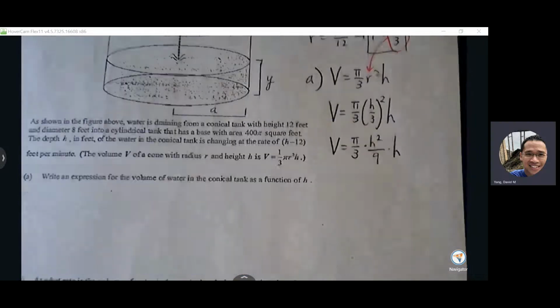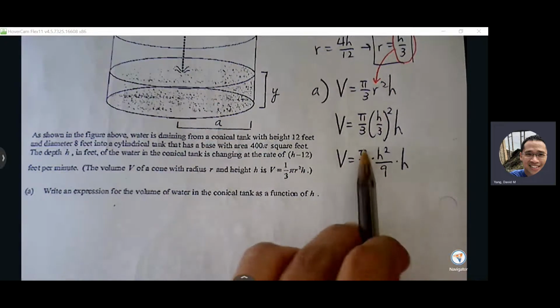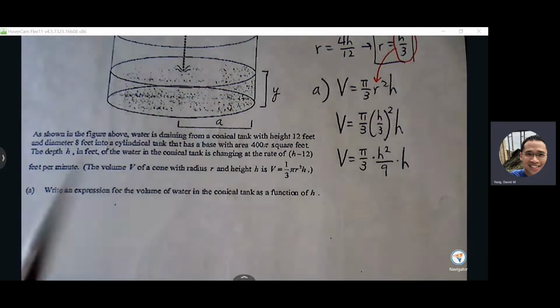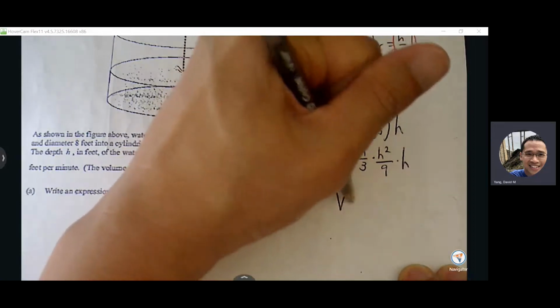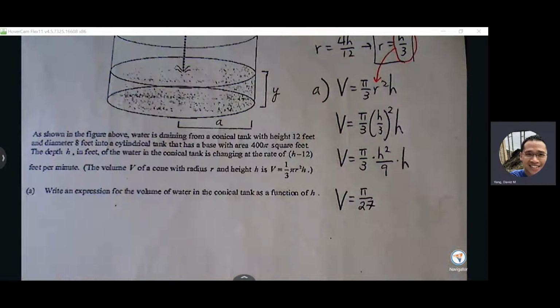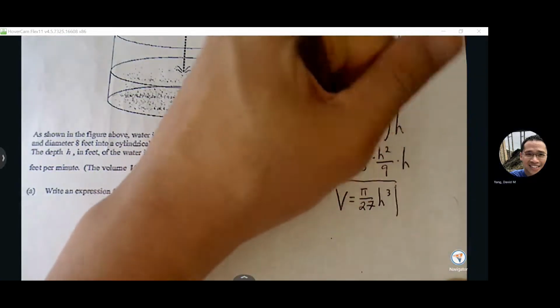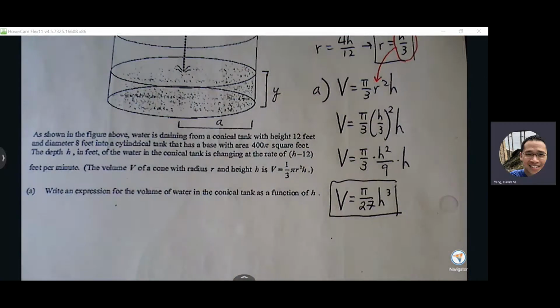So we like to put all the numbers together, all the coefficients together, and then merge all the variables together. So the pi, the 3, and 9, we can all put that together as pi over 27. Put the h squared and the h together, call it h cubed. All nice and ready for part B, which is the derivative.